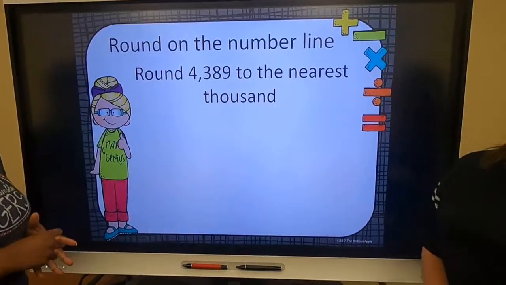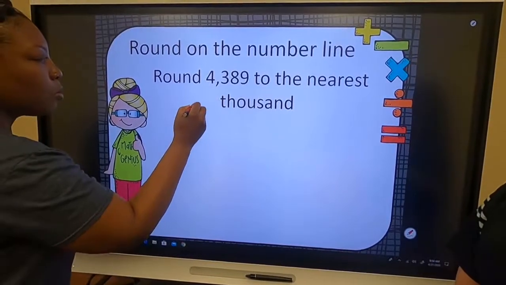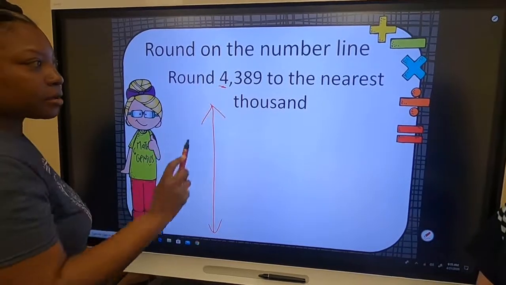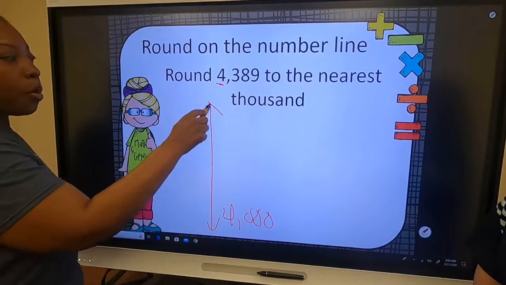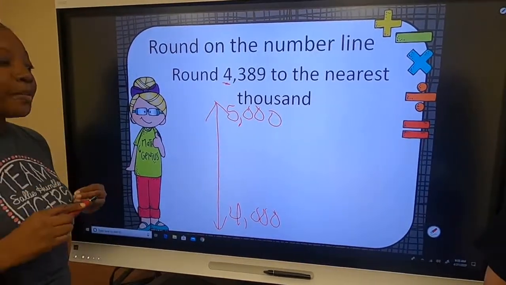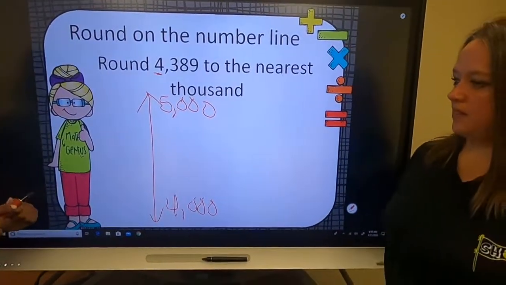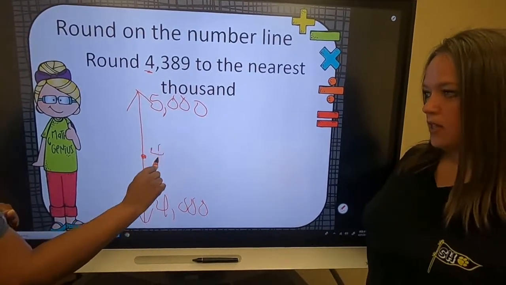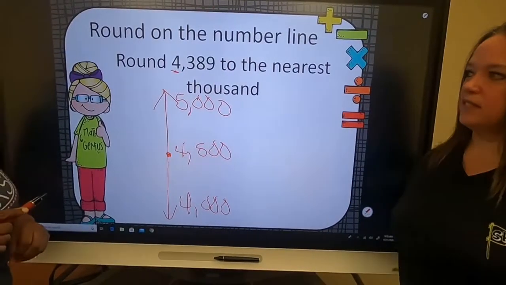Now we're going to round 4,389 to the nearest 1,000. We're going to draw our vertical number line. I'm going to start out with 4,000 because I'm rounding to the nearest thousand. And I'm going to go up 1, which is 5,000. Now I have to find my midpoint between 4,000 and 5,000, Miss Wilson. What do you think it would be? I believe that is going to be 4,500.